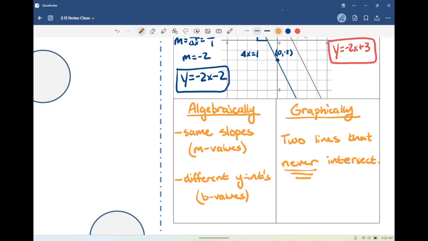Are there any questions so far about parallel lines? Okay, then once you have this, go ahead, flip your notes, please, so I can see.